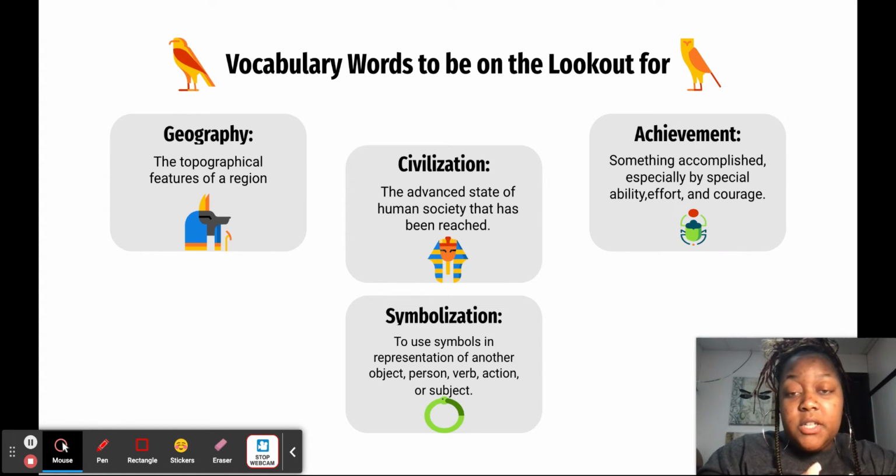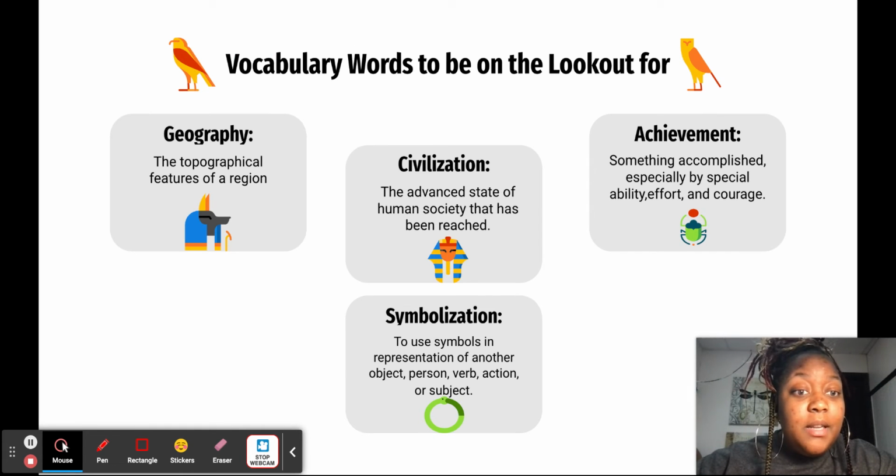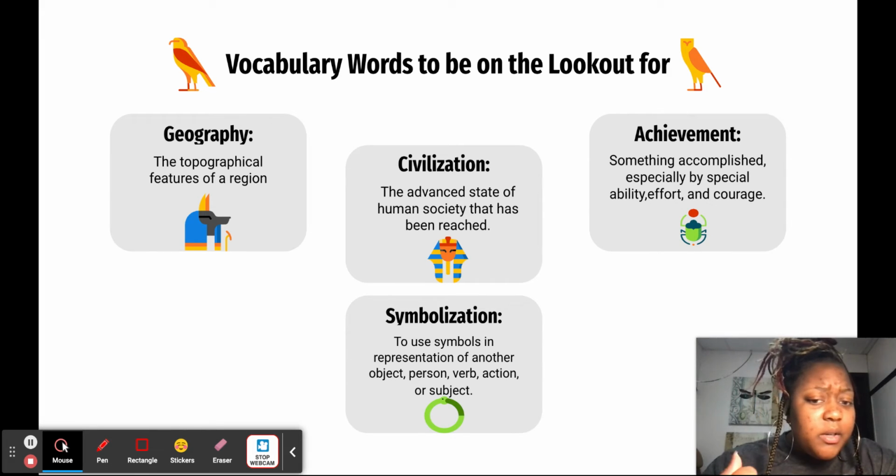So, first things first, vocabulary words I need you to be on the lookout for. Geography, which is the topographical features of a region. Civilization, the advanced state of human society that has been reached. Achievement, something accomplished especially by special effort, ability, and courage. And also symbolization. Symbolization is symbols used in representation of another object, person, verb, action, or subject.